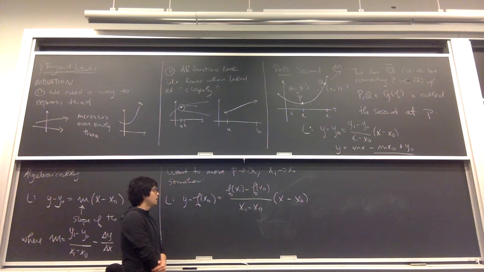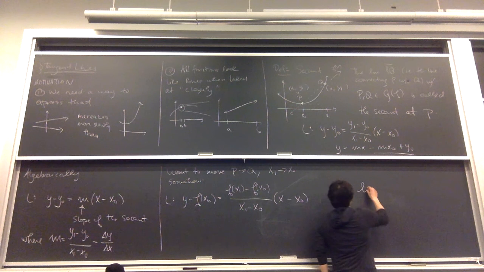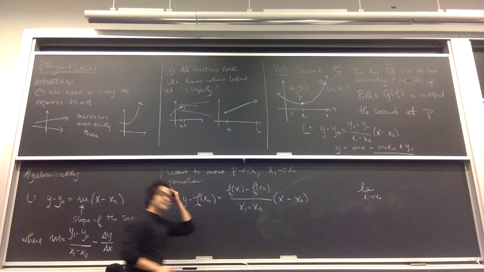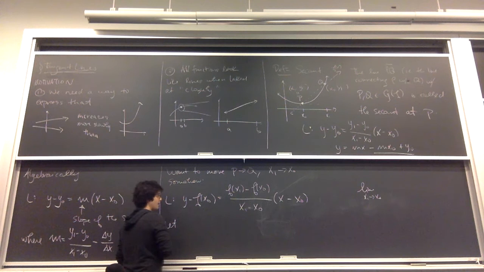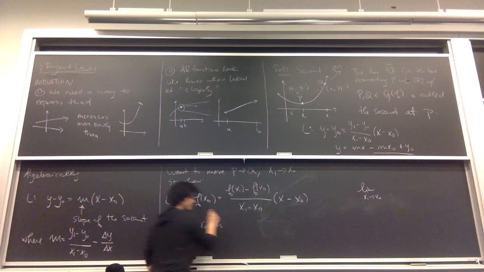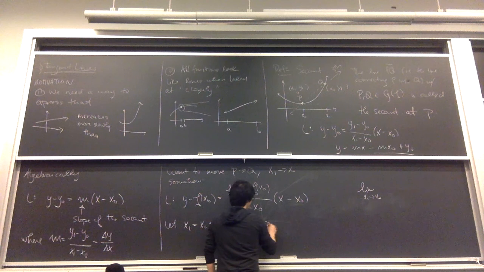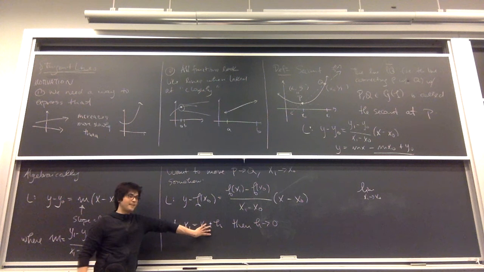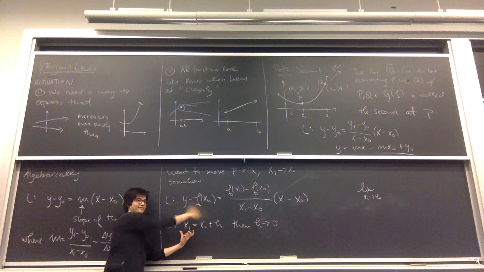I want to try to write something like this, limit of x1 goes into x0, but I want to use numbers instead. So look at this. What happens if I let x1 is equal to x0 plus h? Then I can let h go to 0. So do you see if I set this up and set h goes to 0, that what I'm actually doing is moving x1 into x0? As h approaches 0, these two things will become equal.